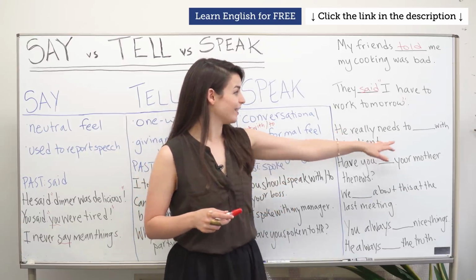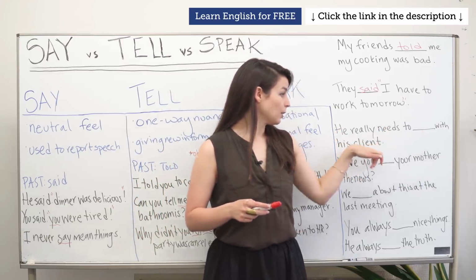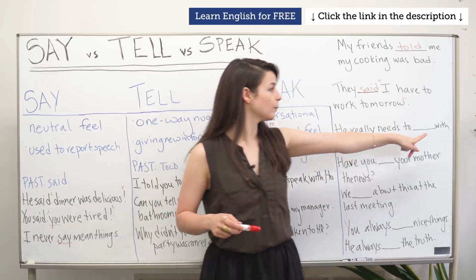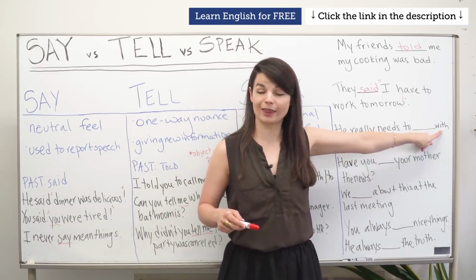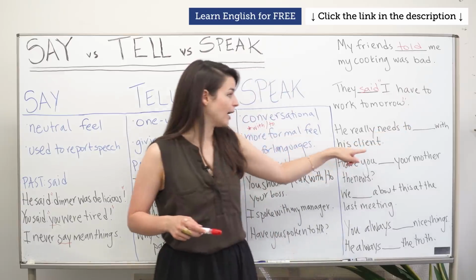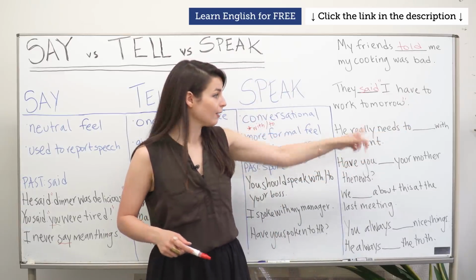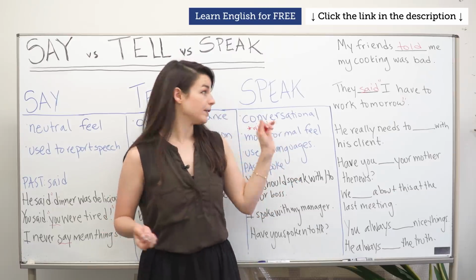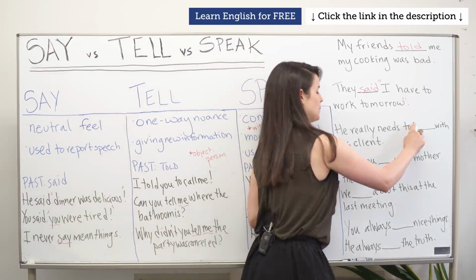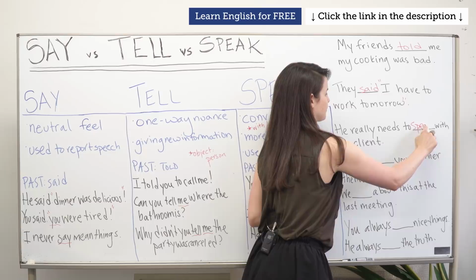Okay, next one. He really needs to something something with his client. So here is a big hint word. We have the word with here, and we also have client here, which shows maybe a business or a work setting. Therefore, we can guess the verb should be speak. He really needs to speak with his client.